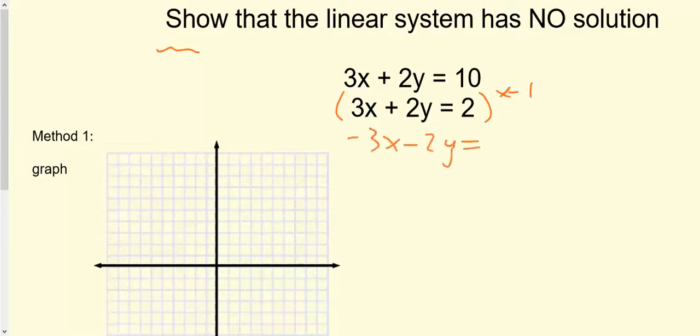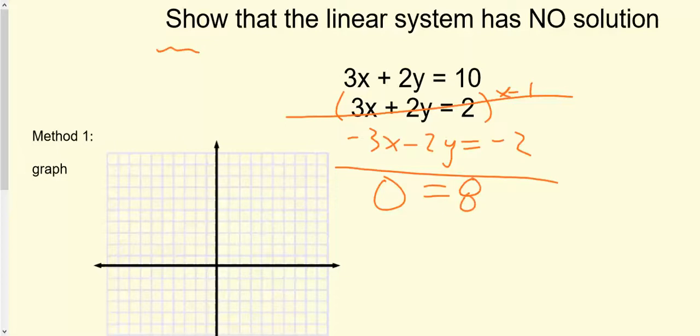And again, graphing is one method, but those are both in standard form, so that'd be kind of ridiculous to go ahead and use graphing for that problem. What I get is the 3 and the -3 cancel out, the 2 and the -2 cancel out, or add to 0, and then 10 plus -2 is 8. If you end up with a false statement, that would be an example of no solution. So those two lines are going to be parallel. They're not going to cross.